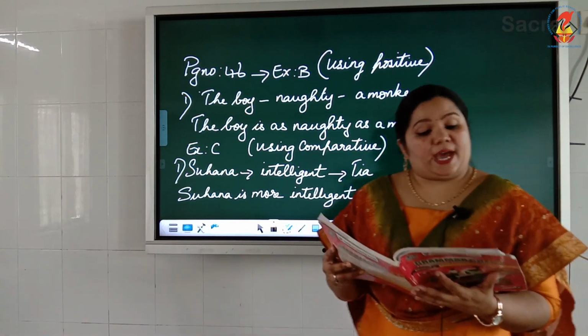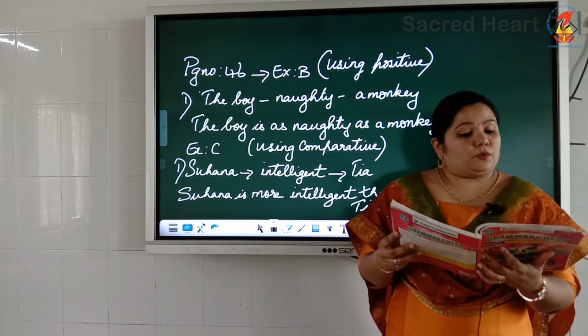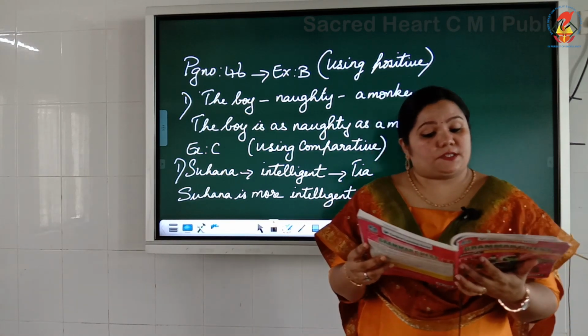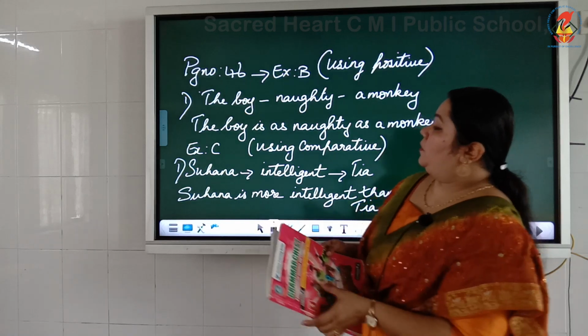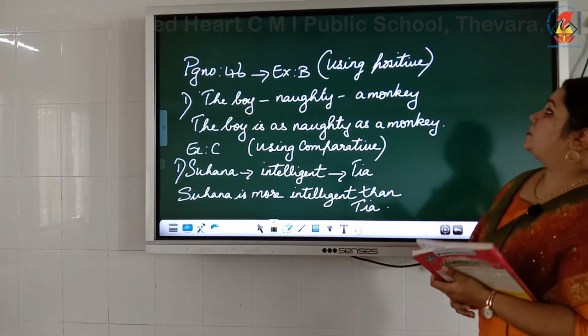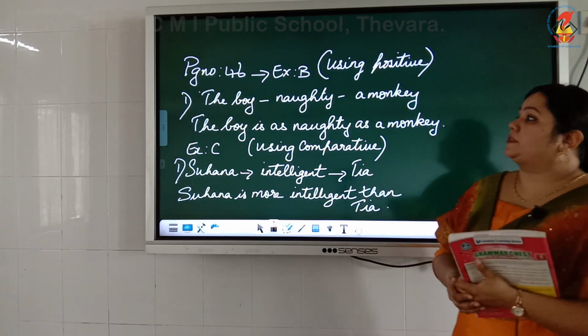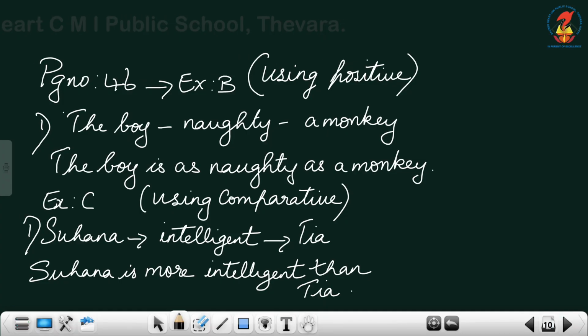And then we have the next exercise here. Use as and make sentences using the following hints. So what is this? This is using the positive degree of comparison. The words given in the question are the boy, naughty, and a monkey. So we write: the boy is as naughty as a monkey. Now this sentence is in the positive degree because we don't compare him with another person, but how he appears to be or how his behavior is mentioned here. So the boy is as naughty as a monkey.